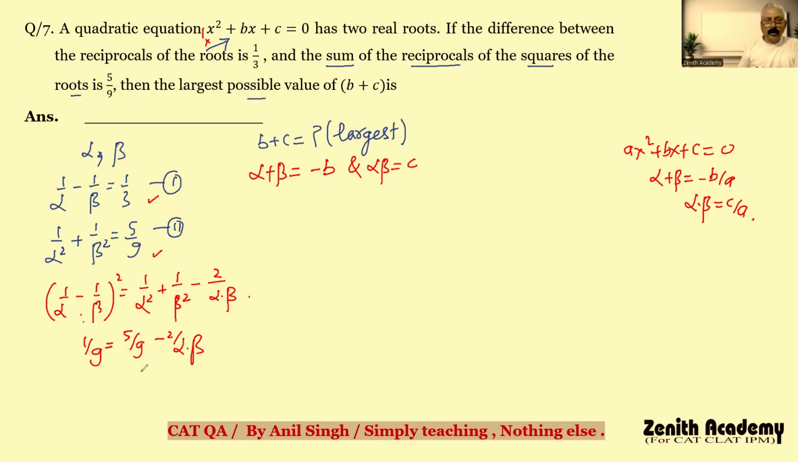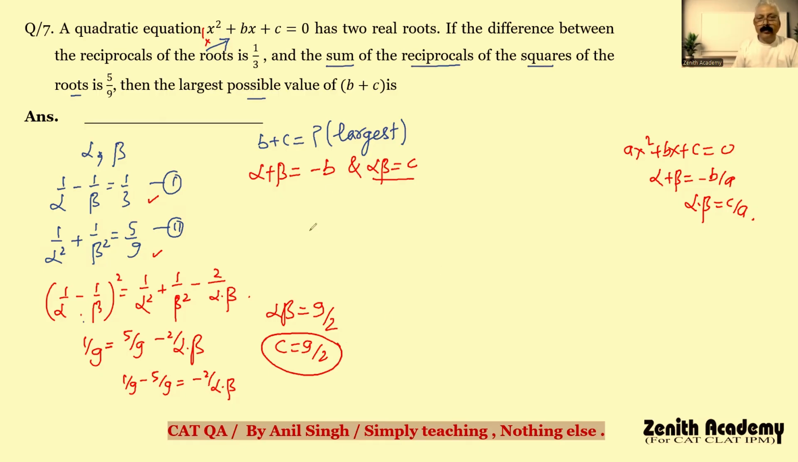So 1 by 9 minus 5 by 9 is minus 4 by 9, which equals minus 2 by alpha beta. So alpha beta is 9 by 2, and alpha into beta is c. It means c is equal to 9 by 2. This is the value of c.